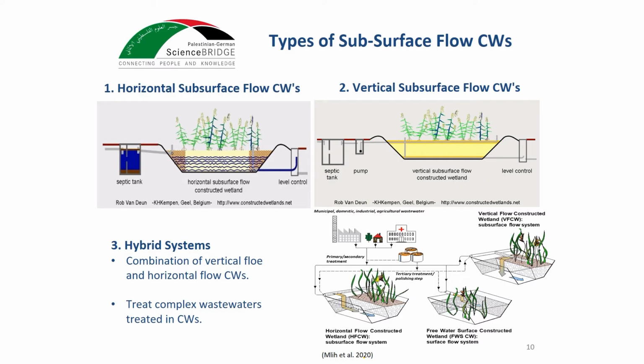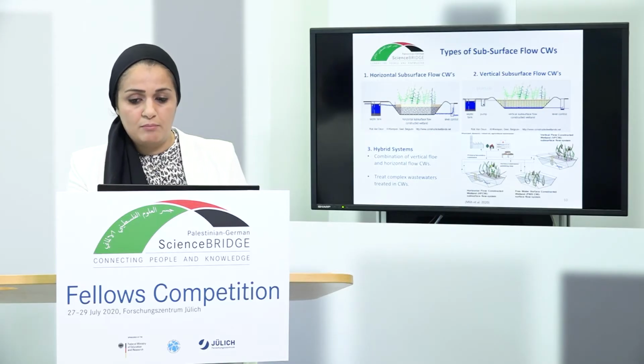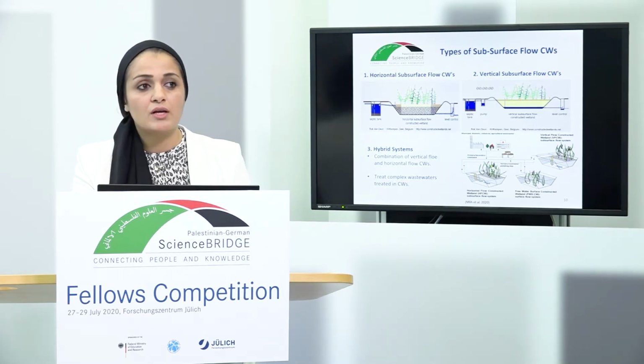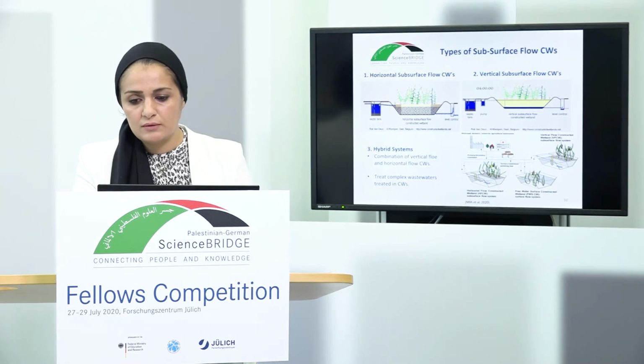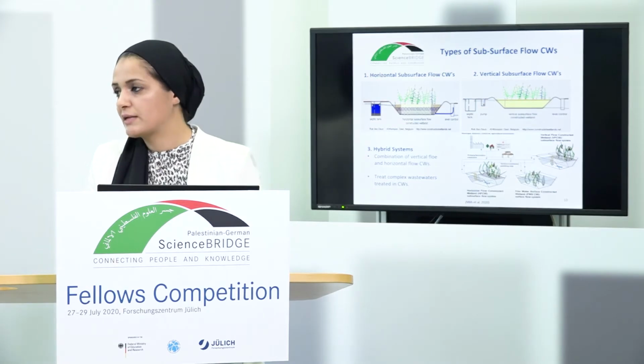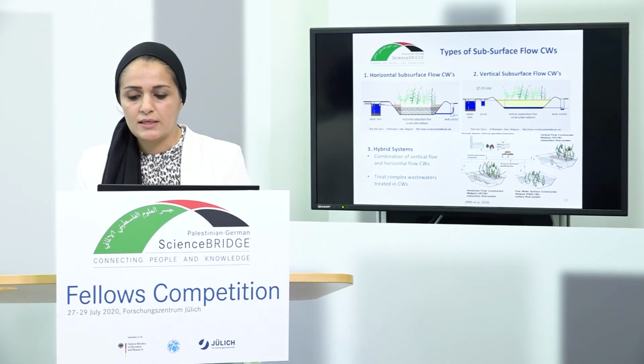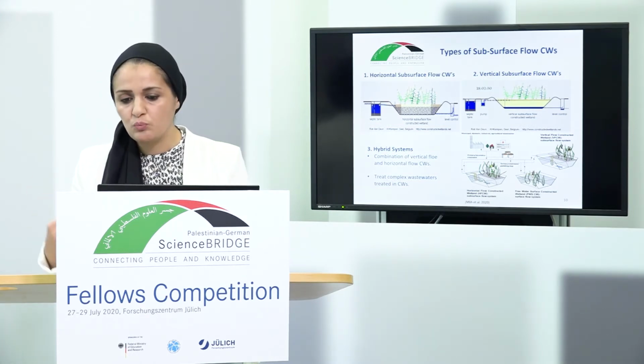So in the horizontal subsurface constructed wetland, the wastewater is distributed at the inlet and flows horizontally through the filter media below the surface of the wetland. The filter material, of course, can be coarse sand, gravel, or any other; I will come to that in a minute. It can be other byproduct materials that can serve as surfaces for pollutants to be caught.